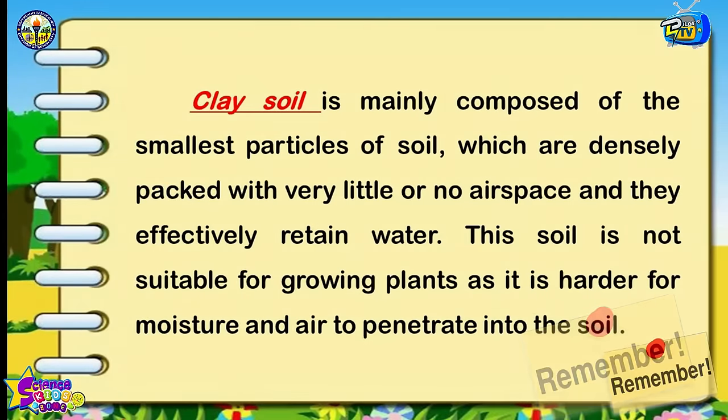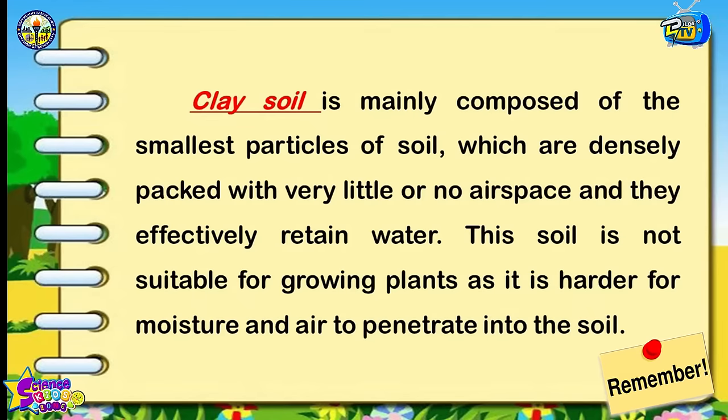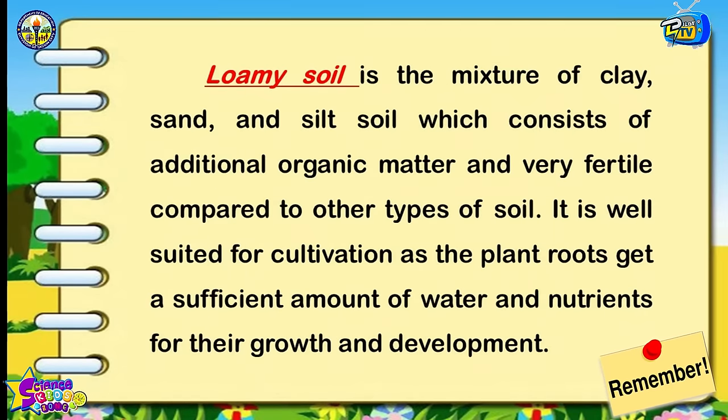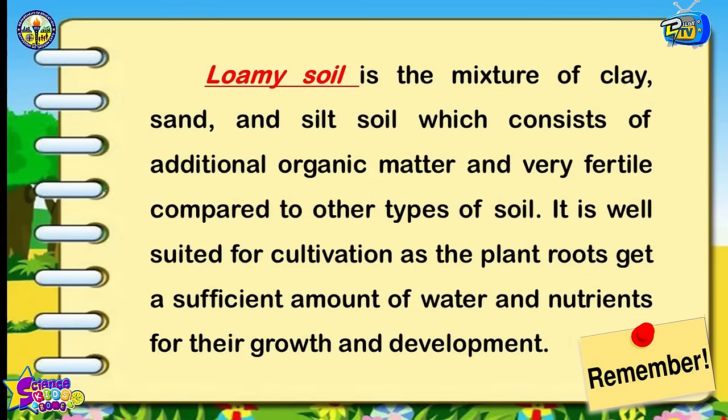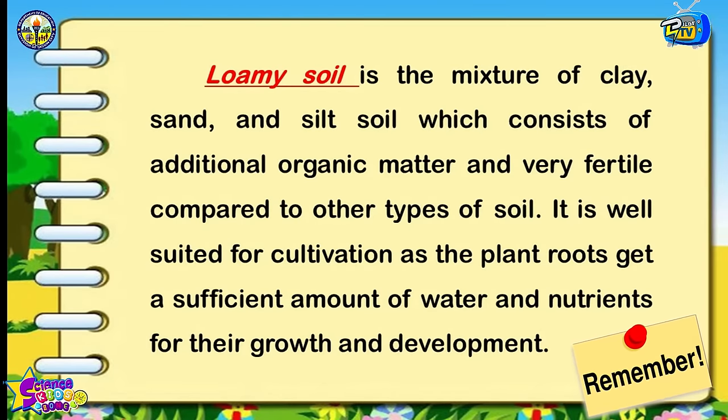Clay soil is mainly composed of the smallest particles of soil, which are densely packed with very little or no airspace, and they effectively retain water. This soil is not suitable for growing plants as it is harder for moisture and air to penetrate into the soil. Loamy soil is the mixture of clay, sand, and silt soil, which consists of additional organic matter and very fertile compared to other types of soil.